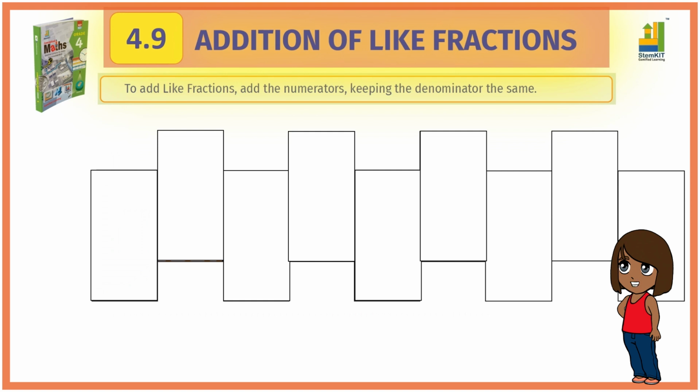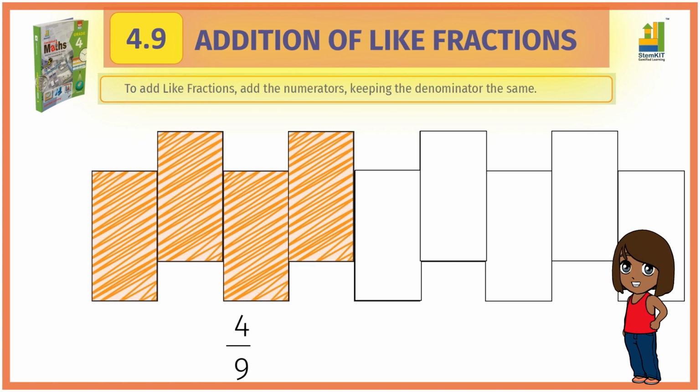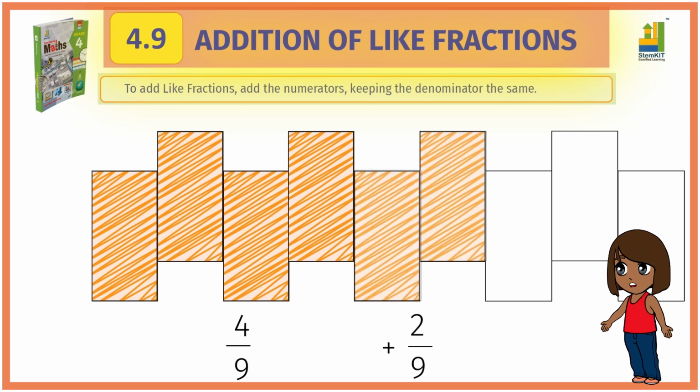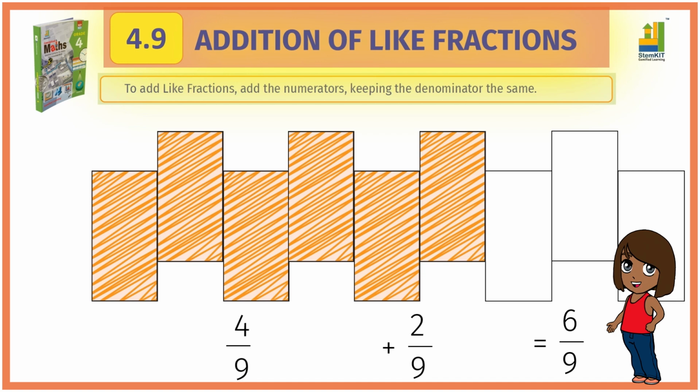Let us understand it visually. Look at the shape with 9 sections. 4 by 9 means 4 out of 9 sections are shaded. 2 by 9 means 2 out of 9 sections are shaded. Now, the total shaded is the answer. 6 out of 9 sections are shaded, or 6 by 9 is shaded, and this is the answer.